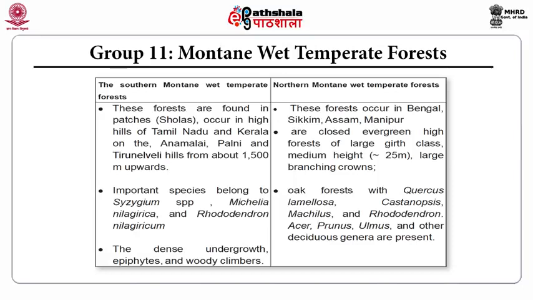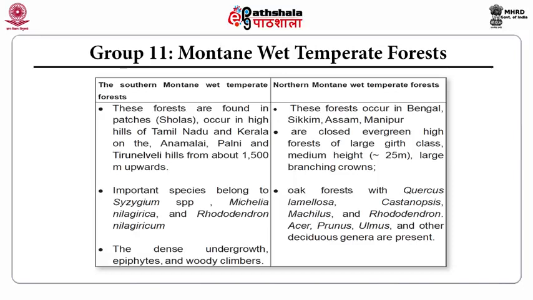Under this category, first we will discuss the southern mountain wet temperate forest. These forests are found in patches, occur in high hills of Tamil Nadu and Kerala on Annamalai, Palni and Tirunelveli hills at about 1500 meter upwards. Important species belong to Syzygium species, Michelia nilagirica and Rhododendron nilagiricum. There is dense undergrowth, presence of epiphytes and woody climbers.